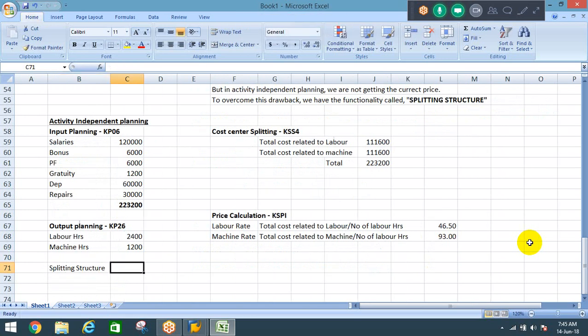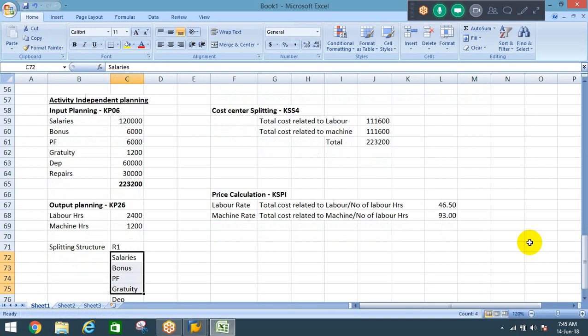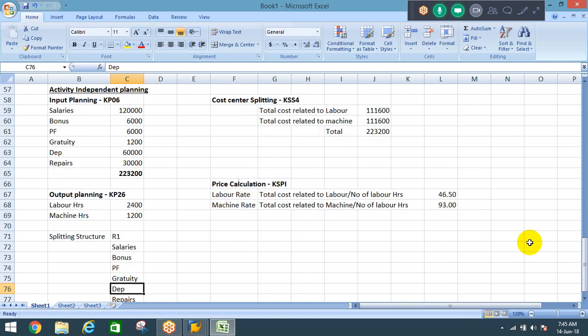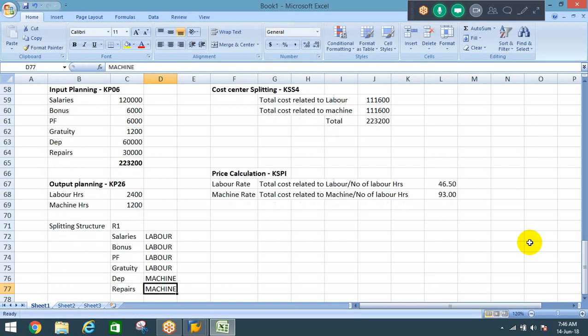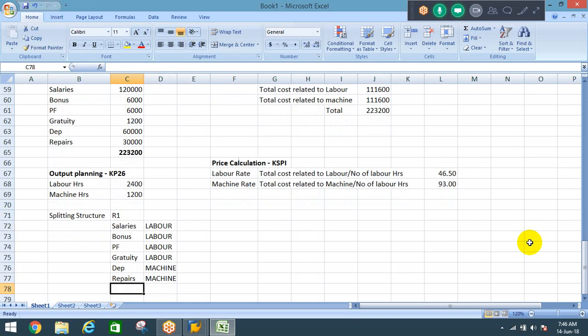Splitting structure. For example, R1. In R1, we will take all the cost elements, whatever cost elements we have, and group them. We group these as a labor group and take that group, and take a machine group. So we'll take all cost elements and link the activity types. This is a one-time activity. First, configuration: we link all cost elements to activity types. For example, salaries, labor, and depreciation, machine. Then we assign this R1 to the cost center. This is configuration.